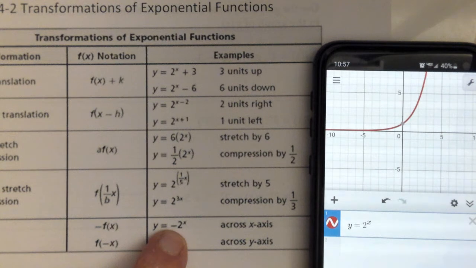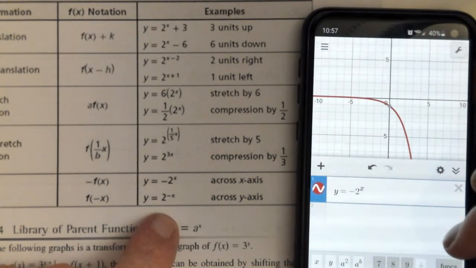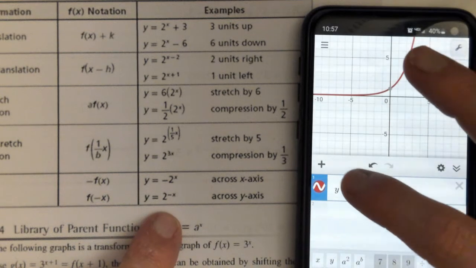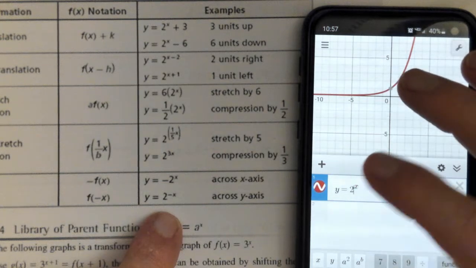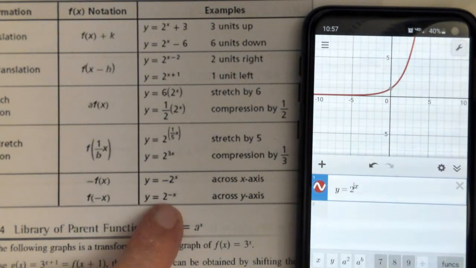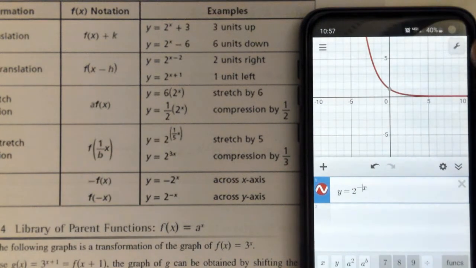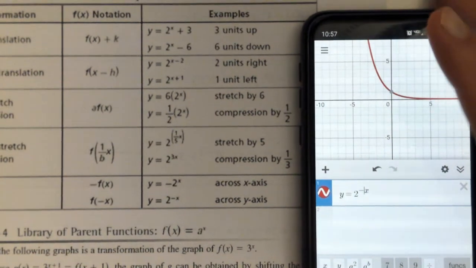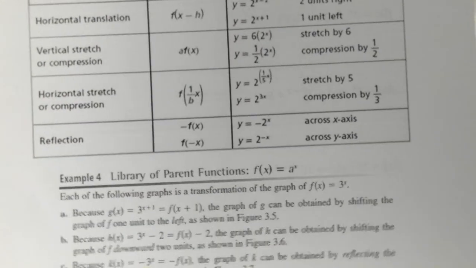We can also get a reflection out of this by either making the base negative, and that flips it across the x-axis as you were able to see there, or if I make the power, the exponent x, negative, it's going to flip across the y-axis, as we can see right here. Alright, so there you go. Those are all the different types of movements and transformations. And so now let's do some of the problems that we want to look at.